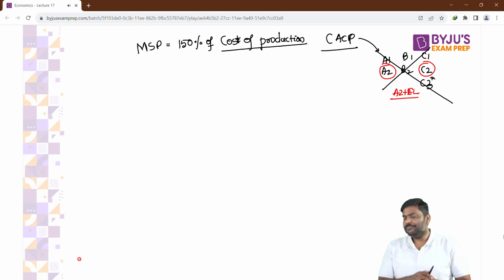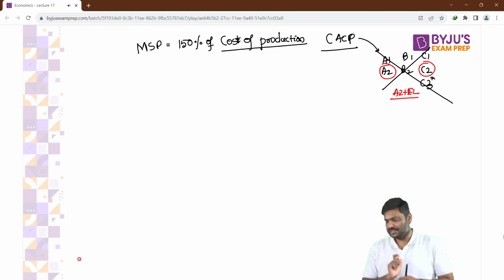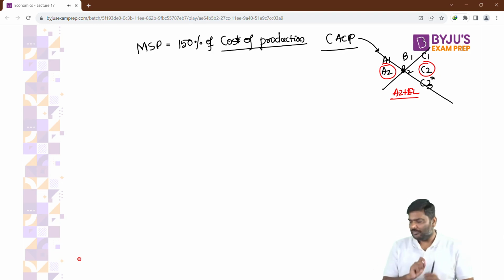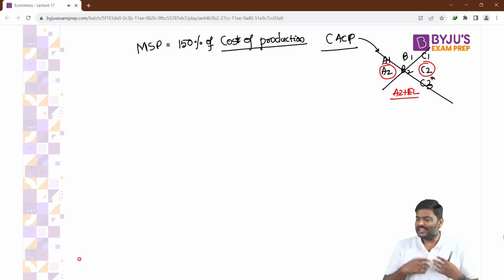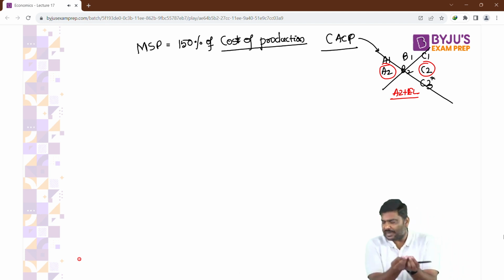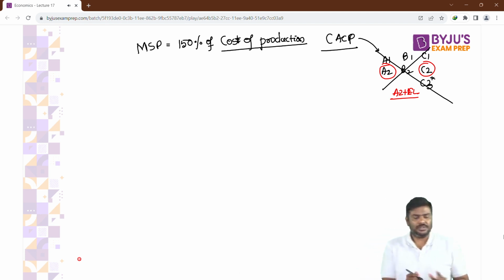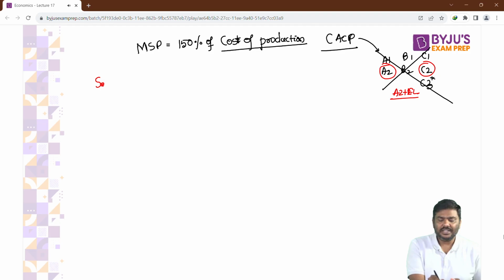Now, point number one, when I start cultivating, will I spend money on inputs? Let me know. Will I spend money on my inputs? Of course, the answer is yes. Nothing is available free. Something has to be spent. Sir, what do you mean by inputs? What about expenditure on seeds? What about expenditure on irrigation? What about expenditure on labor, etc.?